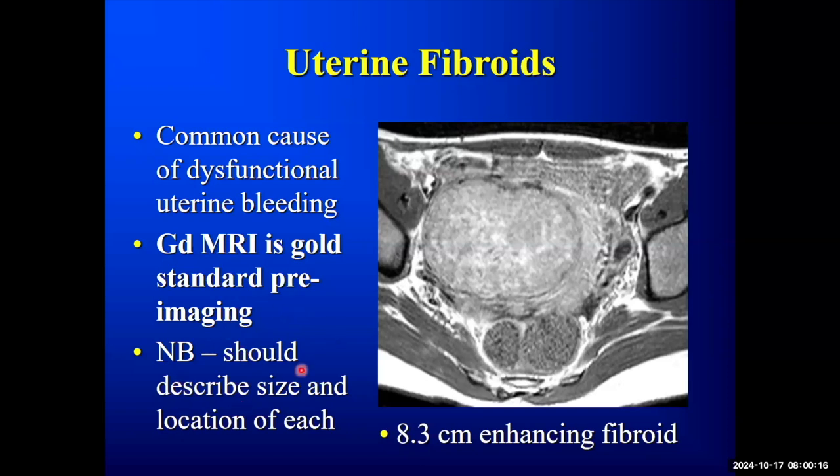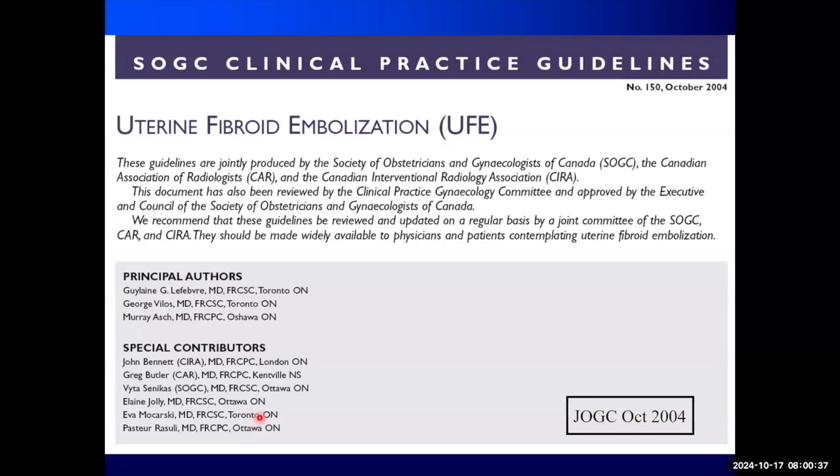It's important for the reporting radiologist to accurately describe the size and location of each fibroid. Say, for example, someone comes to you with heavy menstrual bleeding and she's got a 4-centimeter subserosal fibroid. That's not the cause of her bleeding. So it's important to keep these things in mind to help plan when to treat and how to treat.